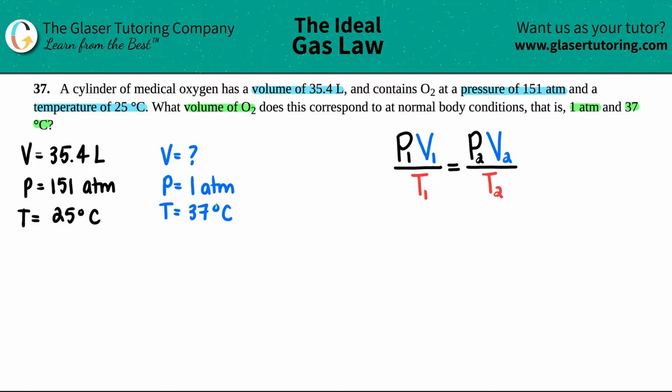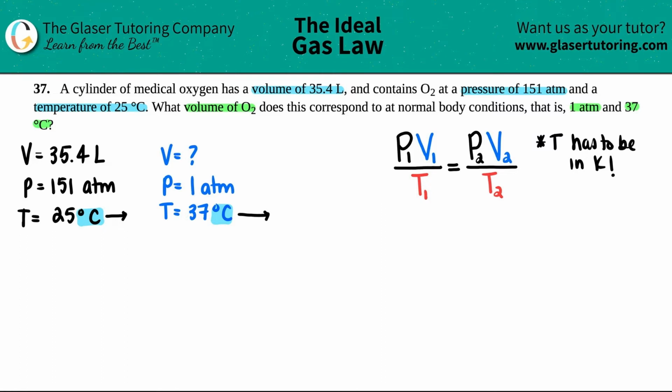There's only one rule for using this formula, and it's that the temperature has to be in Kelvin. The reason is that there are no negative values in Kelvin, but there are negative values in Celsius. If you put in a negative value here, it's going to screw up the math for the pressure and the volume. So in this case, they gave us Celsius, so for both of these, I have to convert into Kelvin.